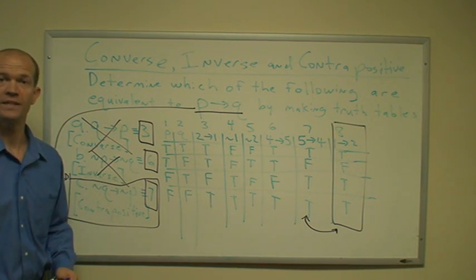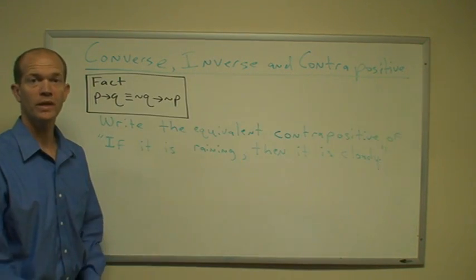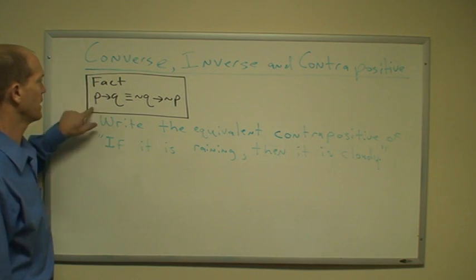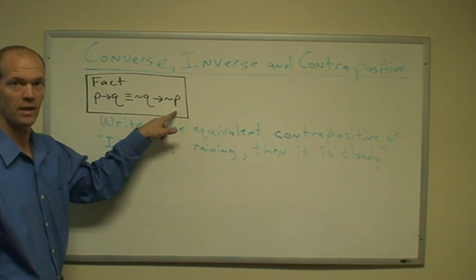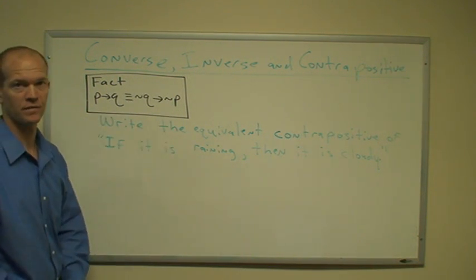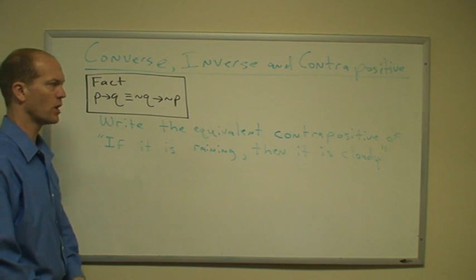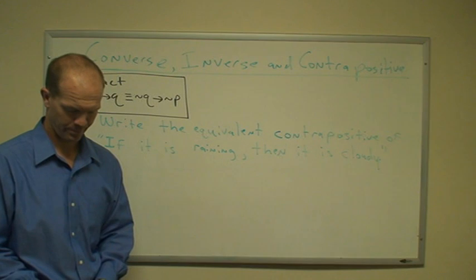That's a very important fact and one we're going to use right now. To reiterate, we just determined that if P then Q is equivalent to if not Q, then not P. Again, this is a contrapositive relationship. Let's use that to write the equivalent contrapositive of the statement: if it's raining, then it's cloudy.